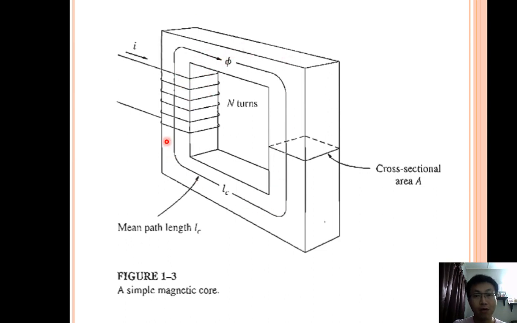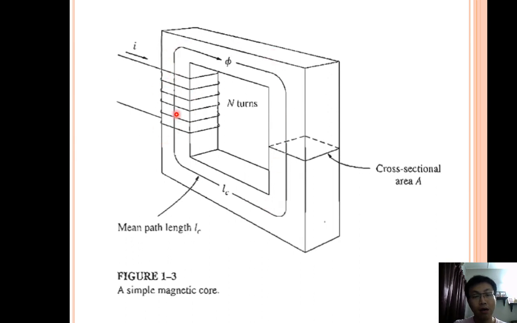The core is made of steel. So when there's a current injected into this core, the flux will be produced inside the core. And then we only take the mean path. Mean path means, if let's say this is 10 cm, we take 5 cm here. If this is 20 cm, the location will be 10 cm. Or mean, we take the average.